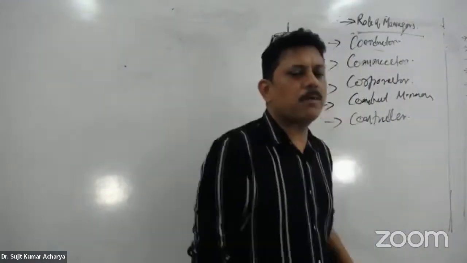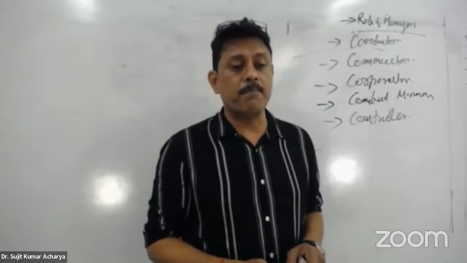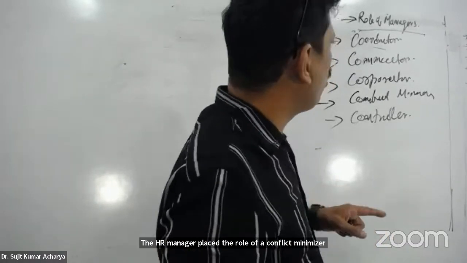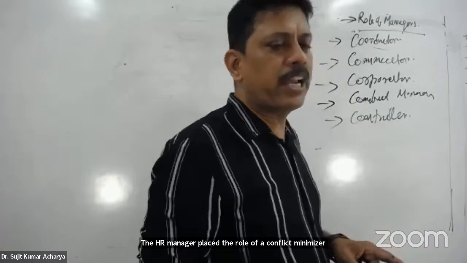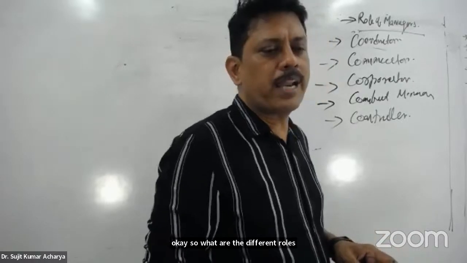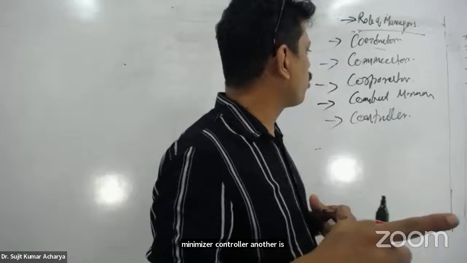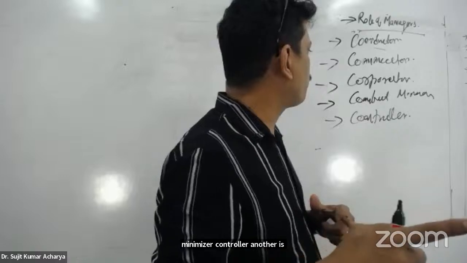The HR manager plays the role of a conflict minimizer. Okay, so what are the different roles played by the HR manager? Coordinator, cooperator, minimizer, controller. Another is crisis handler. He is there to handle the crisis. If any kind of crisis situation is there, he is there to manage it.